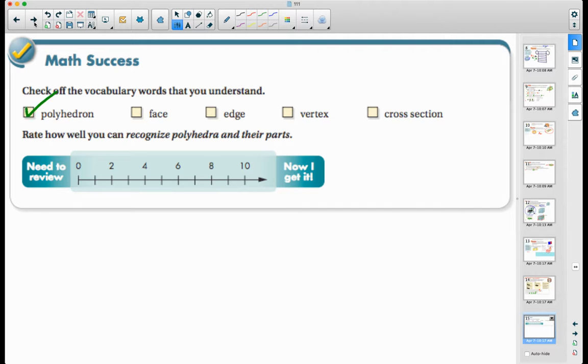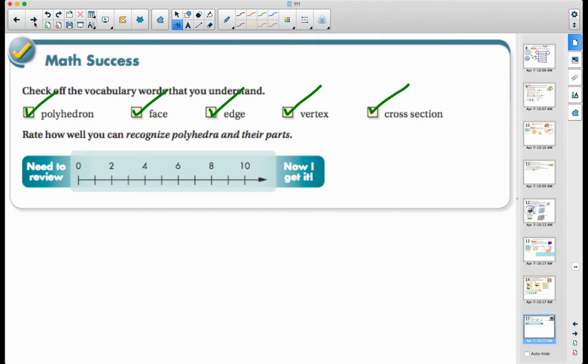Polyhedron. What does polyhedron mean? Poly means many. Hedron means bases. So it means many bases. The faces are what you can think of as the sides of an object. An edge is where 2 faces meet. A vertex is where 3 edges meet, so the points.